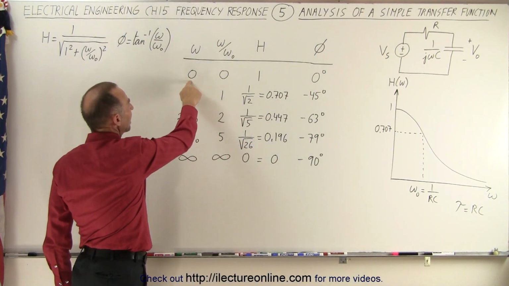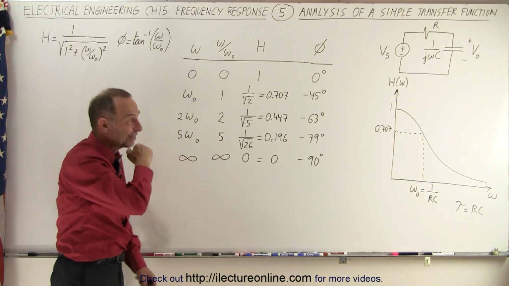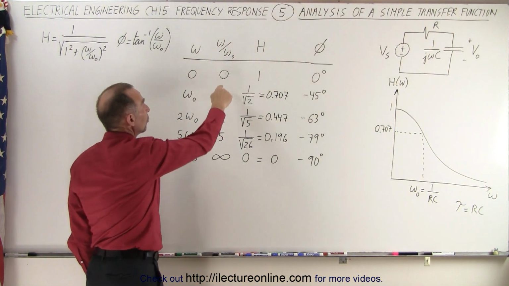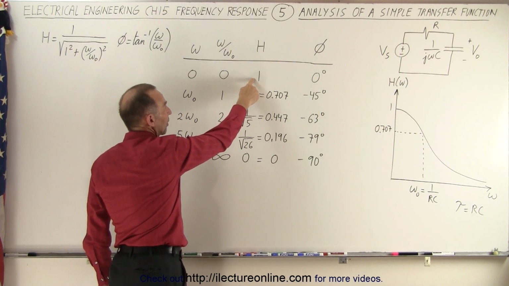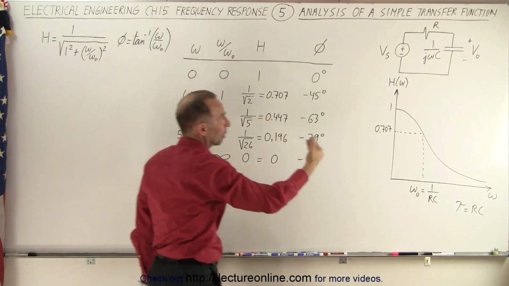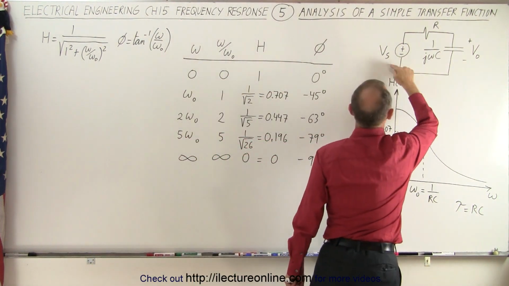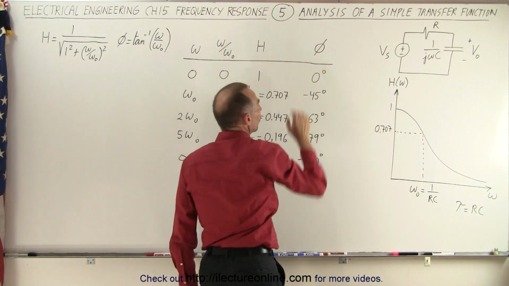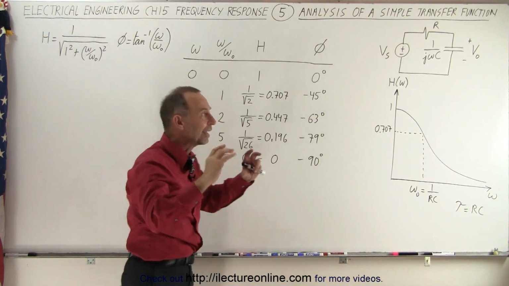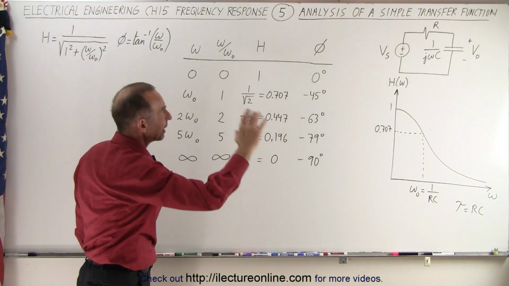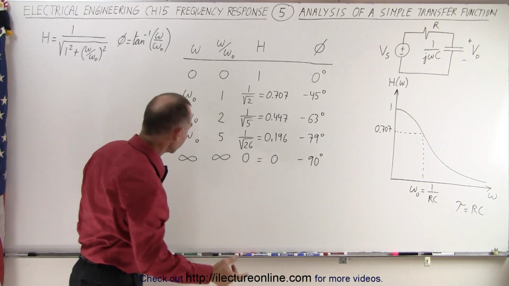You can see that when omega is equal to 0, which means a steady state current, the ratio is going to be 0, and the transfer function is going to be equal to 1. In other words, the output voltage equals the input voltage, and the phase angle is going to be equal to 0 degrees. They are in phase. The output voltage will be in phase with the input voltage.